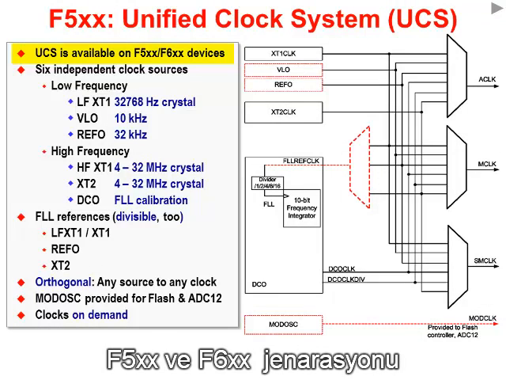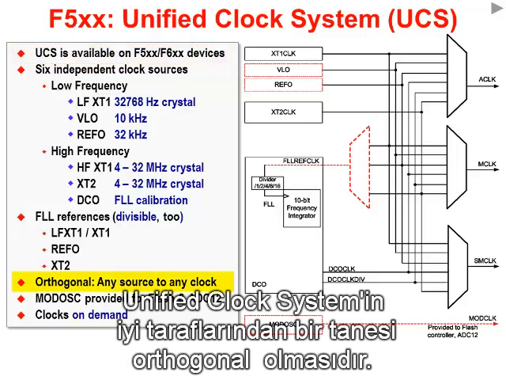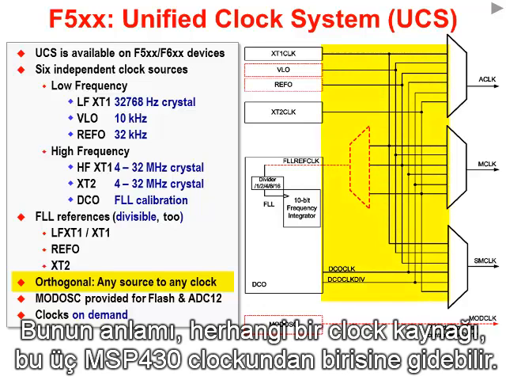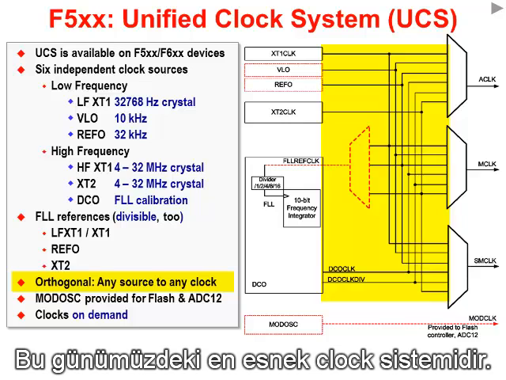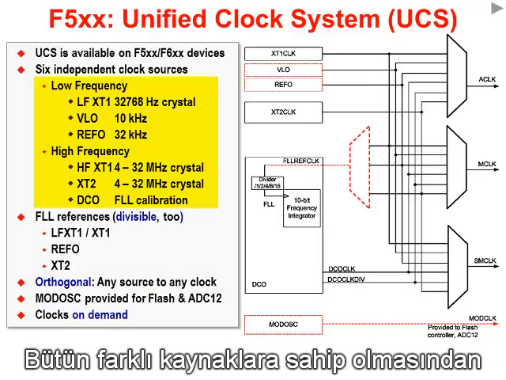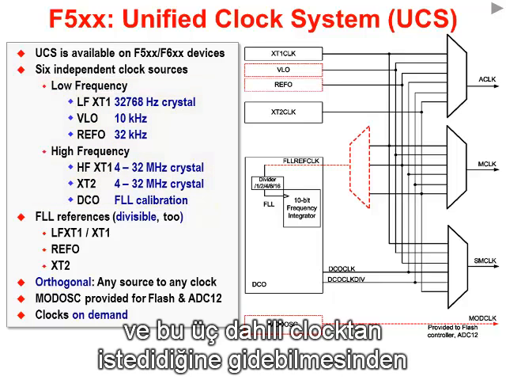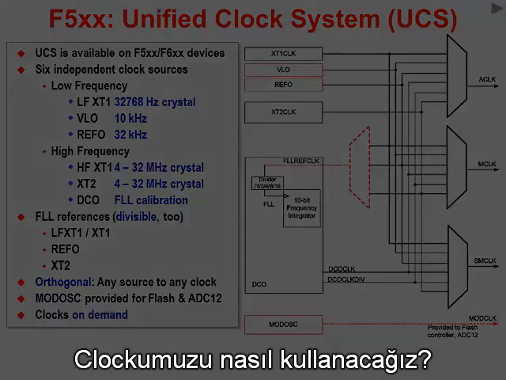Jumping to the UCS clock, we see that the UCS, or Unified Clock System, is found on the F5xx and F6xx generation MSP430 devices. As we stated earlier, one of the nice things about the Unified Clock System is that it's orthogonal. By that we mean that any clock source can go to any one of the 3 internal MSP430 clocks. So this is the most flexible clock system to date. Also, it has all the different clock oscillator sources that we discussed. Between the fact that it has all the different sources and they can go to any one of the 3 internal clocks, it's an extremely flexible clock system on these devices.